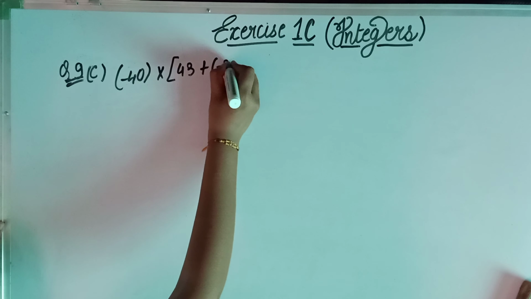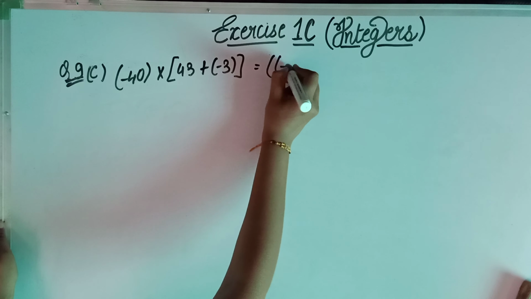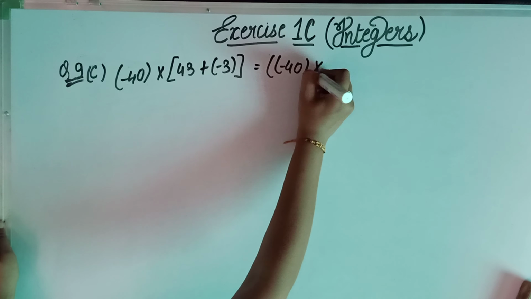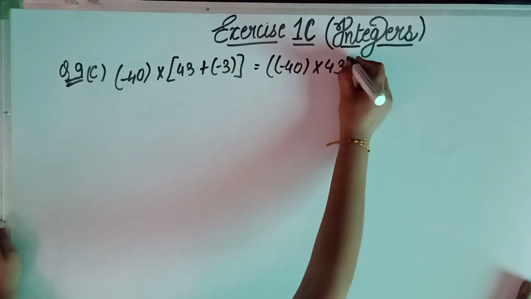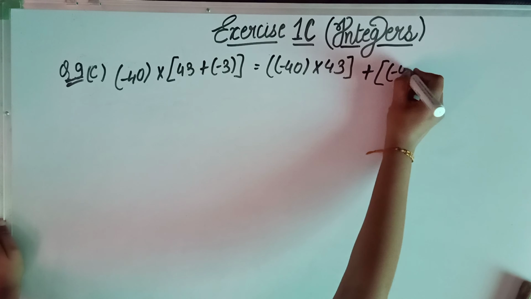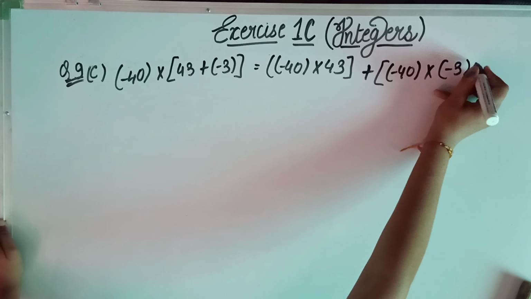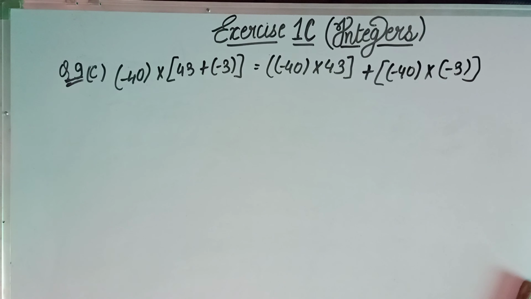So our C1 is minus 40 multiplied by 43 plus minus 3 is equals to minus 40 multiplied by 43 and minus 40 multiplied by minus 3. That's what we have. Okay, so here we are going to solve the LHS part.